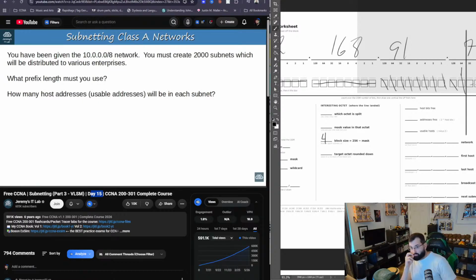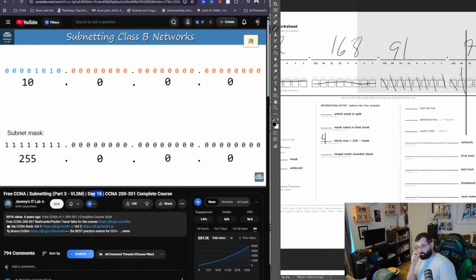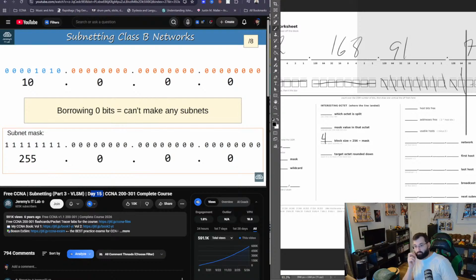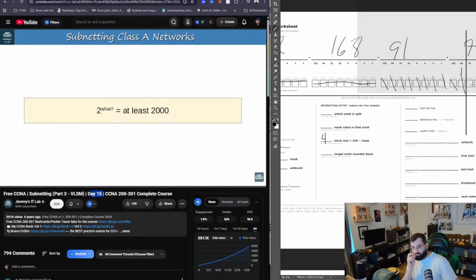Let's solve this question just like the other ones. Here is 10.0.0.0/8 in binary and dotted decimal. It's /8, so only the first octet is the network portion, and we have 3 whole octets to borrow from and make subnets. Notice that I wrote the /8 subnet mask down here, 255.0.0.0. Currently, we are borrowing 0 bits, so we can't make any subnets. Instead of going through the whole process of borrowing 1 bit, 2 bits, 3 bits, etc., let's see if you can do it in your head. So, 2 to the power of what equals at least 2,000?